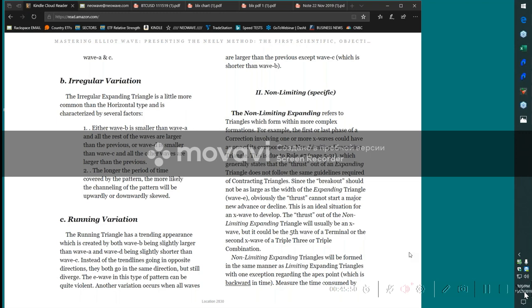B wave can't be a terminal. Fourth wave can't be a terminal. A 2 wave can't be a terminal. X wave can't be a terminal. So you have to make sure it's in a position where a terminal is allowed, because a terminal is a 5-wave move. Okay.